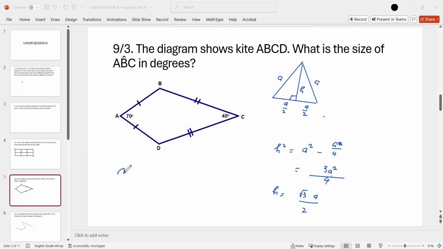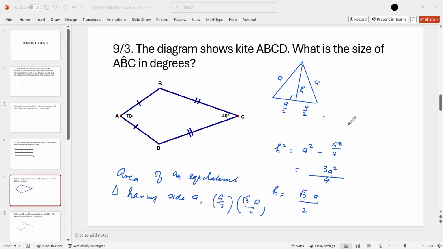So the area, we've got the height now, the area of an equilateral triangle having side A, so A can be any number, is half base times height. The base is A, half base is A over 2. And this is the height we got here, root 3 times A over 2. And there's the formula.